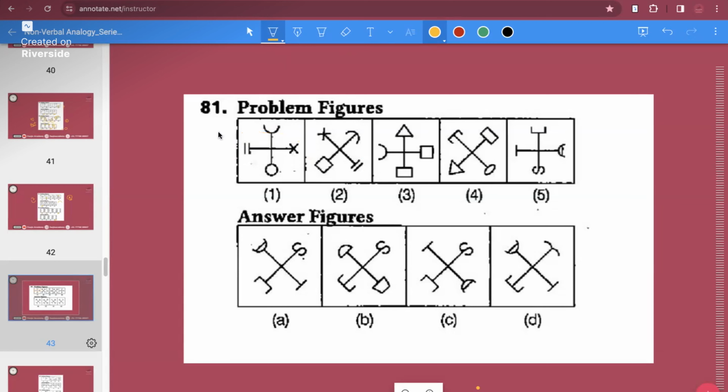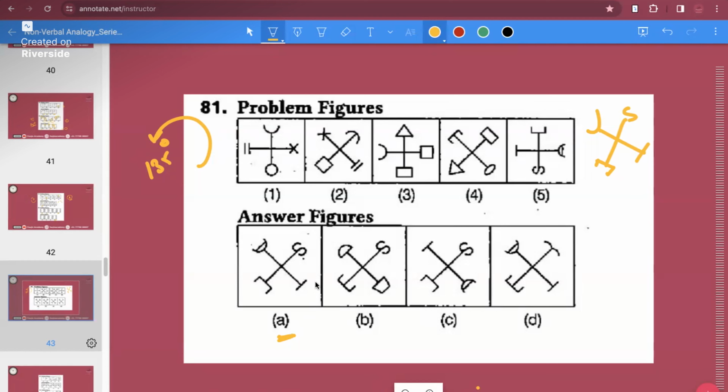So it is moving clockwise by 135 degrees. Let's just move all of the elements by 135 degrees. So what will happen? This dollar sign will come over here, this sign will come over here like this, and this sign will come over here like this. Which one is matching, guys? At least most of it is matching. Option A is matching, sir. Okay.